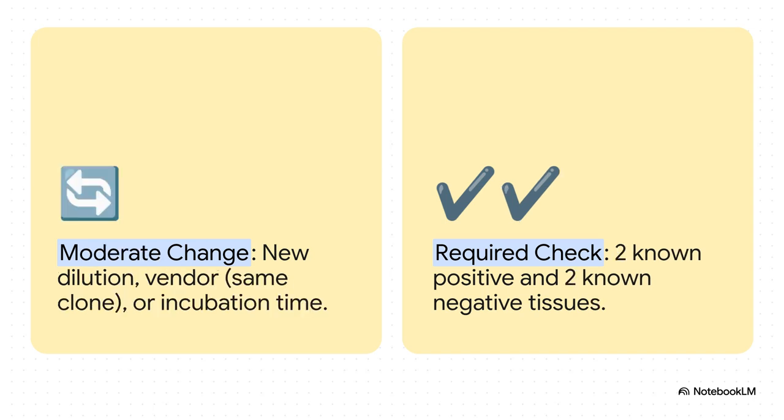Now, what about a moderate change? This is when you're actually messing with the protocol. Maybe you change the antibody dilution, or you switch vendors, but for the same clone, or you tweak your incubation times. Since you've changed the method, the check needs to be a little more robust. 2 positive and 2 negative cases, minimum.